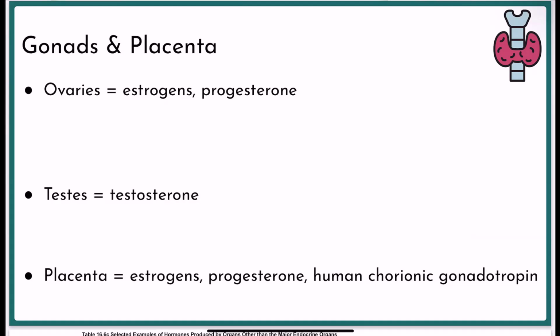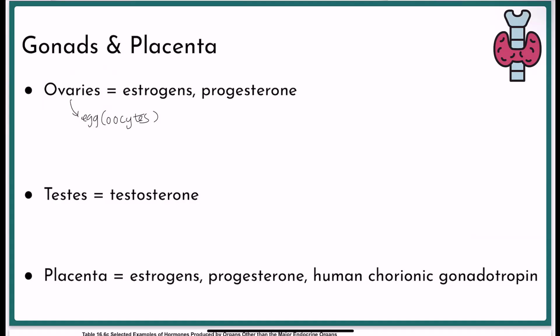So we'll talk about the gonads and the placenta. So the female gonads, these are the ovaries, and these guys produce the egg cells. This is where the egg cells come from. They're also called oocytes. But the ovaries also produce estrogens and progesterone. Estrogens really work to help mature those reproductive organs, promote those secondary sex characteristics, which are all the things that develop at puberty, like breast development, that kind of thing.